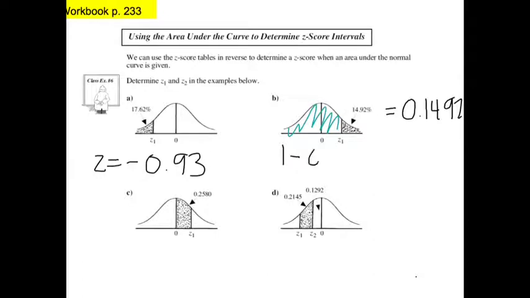So it's going to be 1 minus 0.1492, and what you're going to get is an area of 0.8508. Alright, now that you have that, you can look that up in the z-score tables. Don't forget you have two. Anything above 0.5, you're probably going to want to look in the positive z-score tables. Anything underneath 0.5, you want to look for the negative z-score tables.